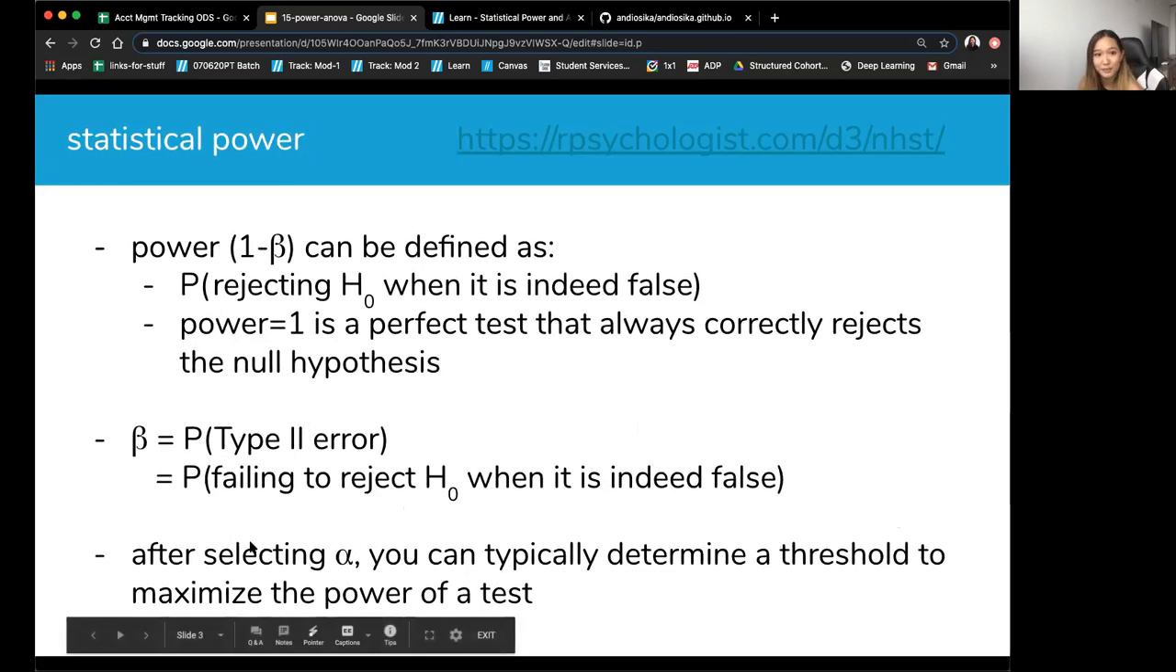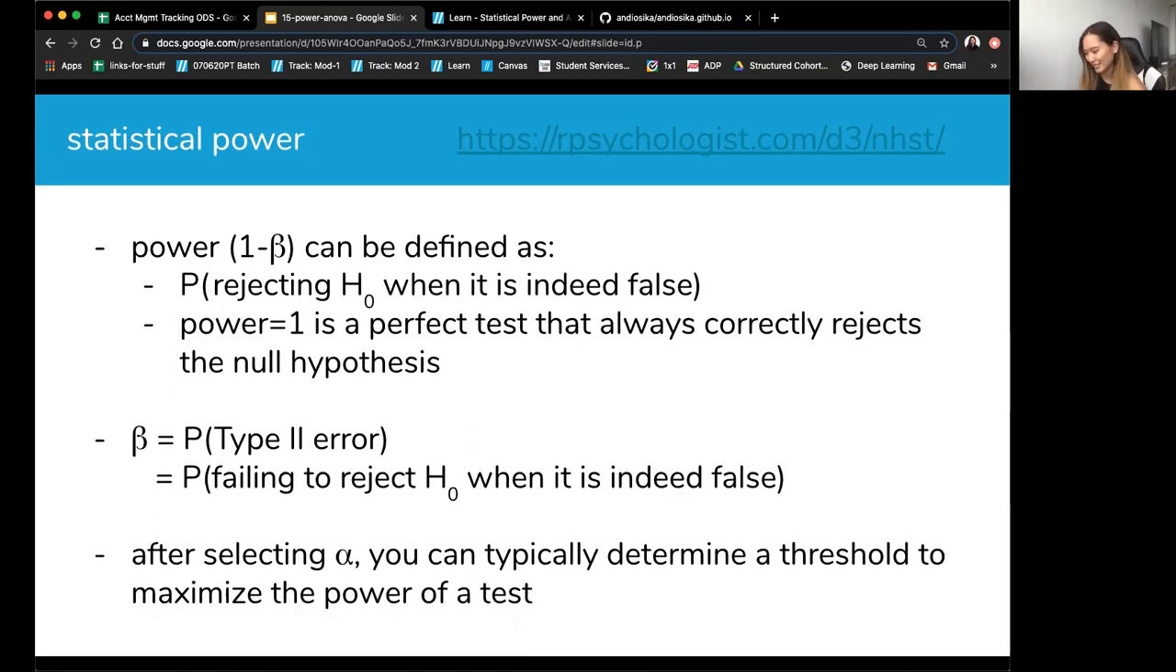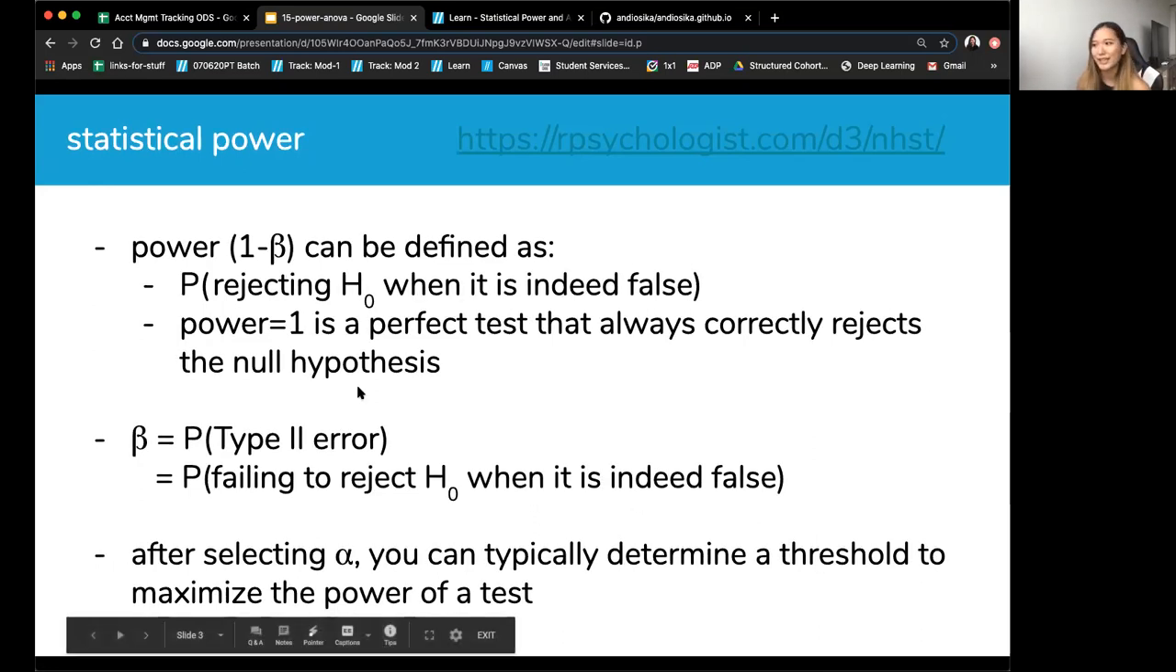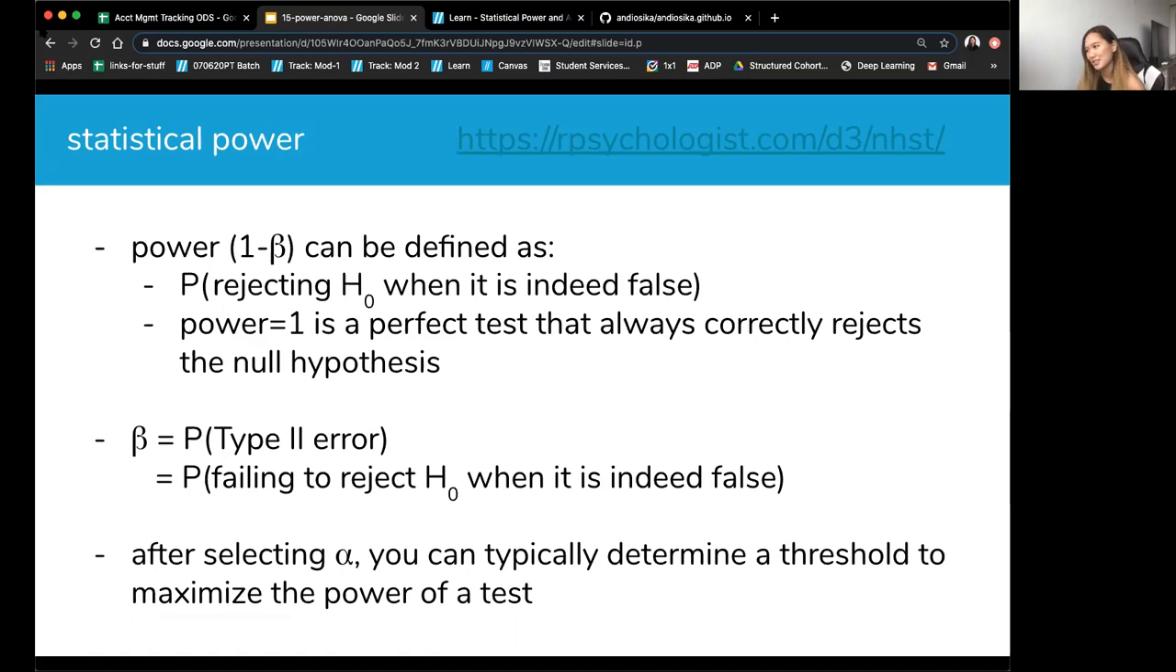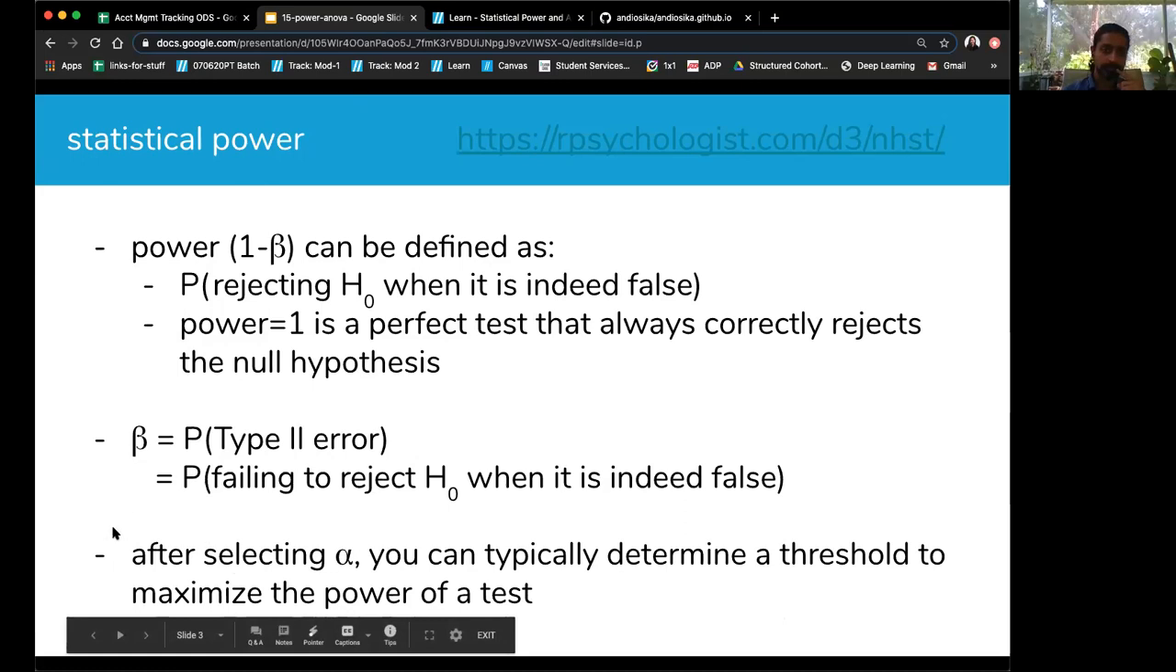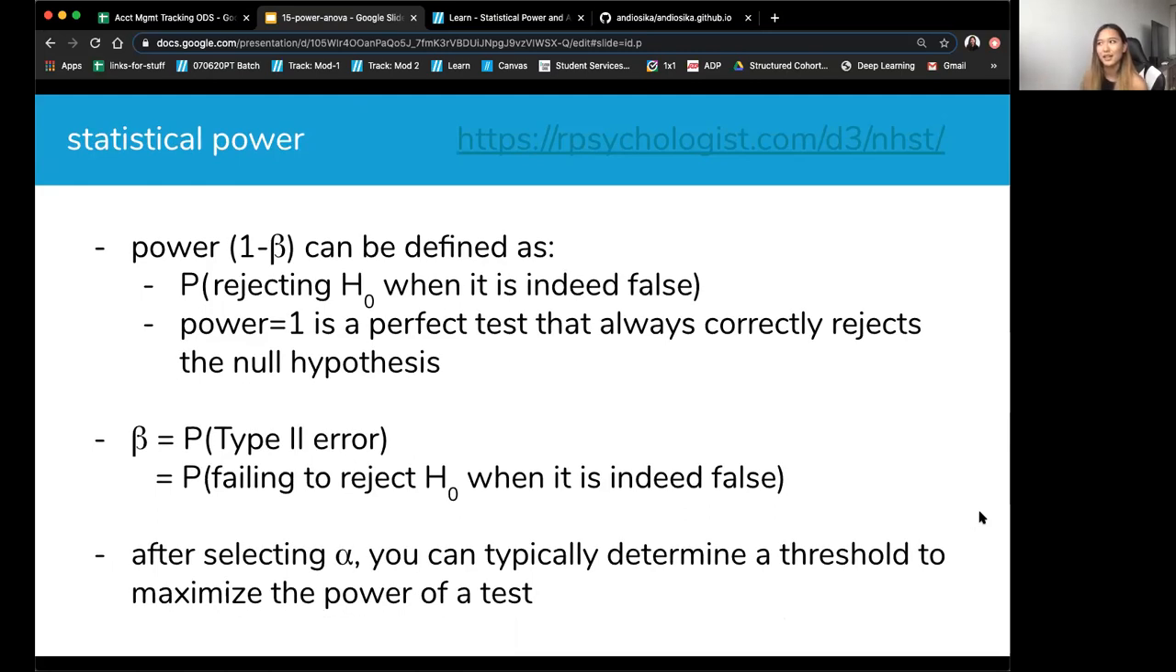Last class we were supposed to talk about the beta. Would you be able to explain what exactly it is? Yeah, it's a little hard to explain without context, but in the next section on Monday, we'll actually walk through that process of selecting, not really selecting beta, but determining a threshold to maximize power. So just know that beta is the probability of getting a type 2 error. I think that's something that's good to remember for now. And then Monday we'll get deeper into context, what it really means. After selecting alpha, you can typically determine a threshold to maximize power of a test. That is the process that we're going to actually walk through on Monday.